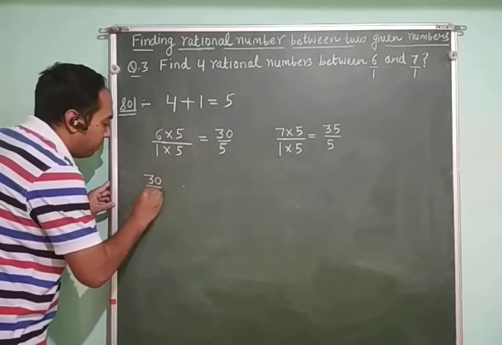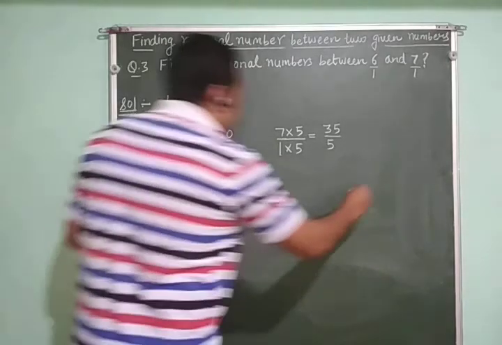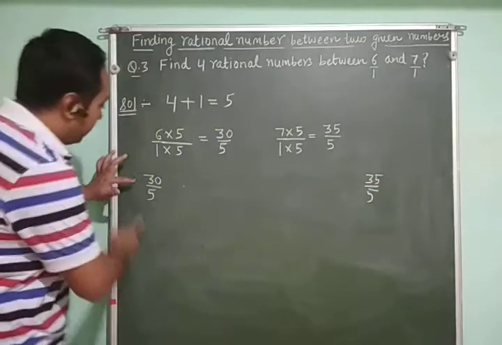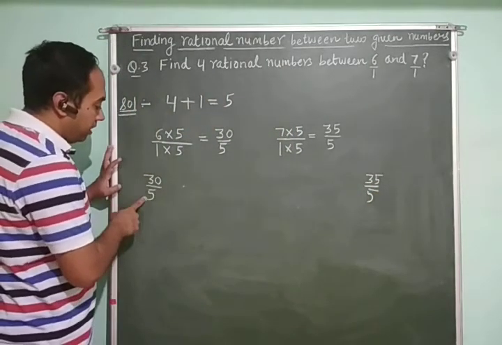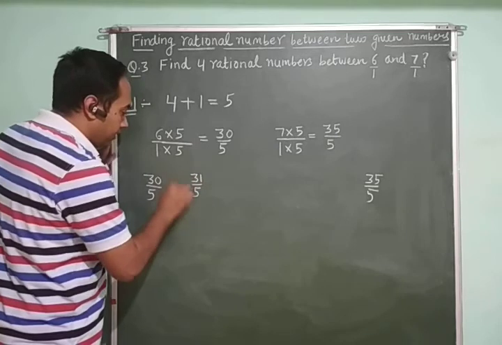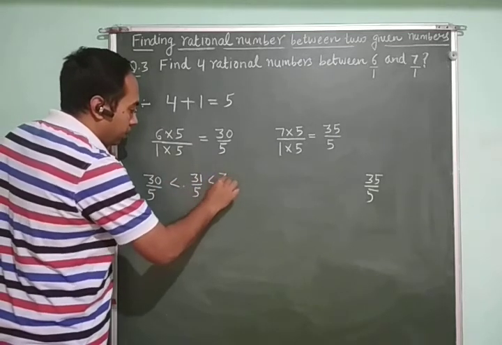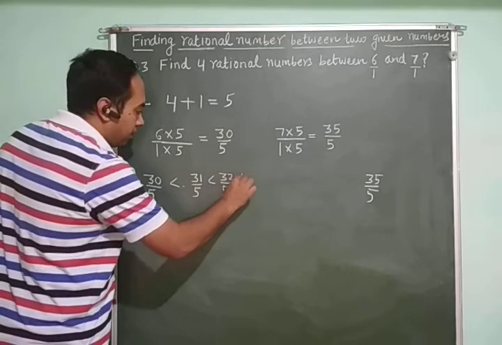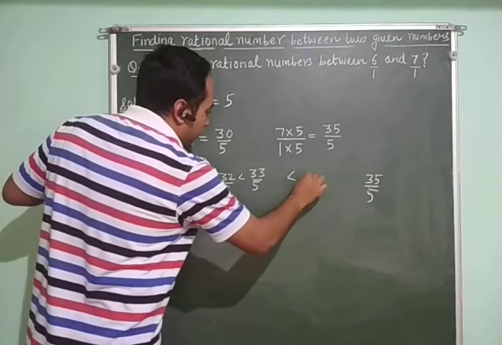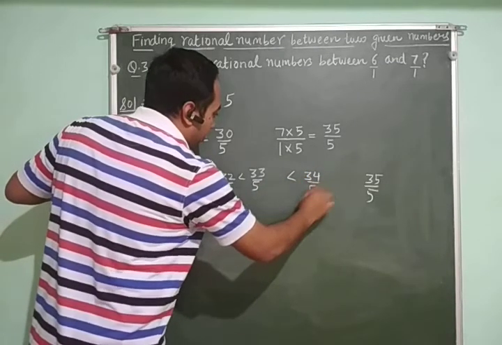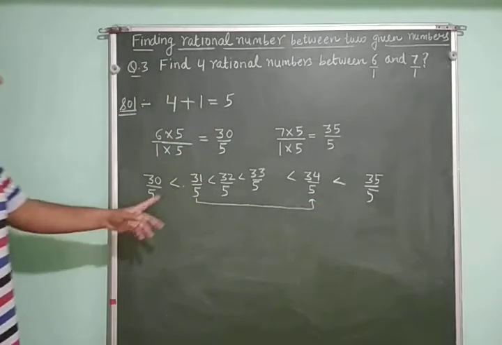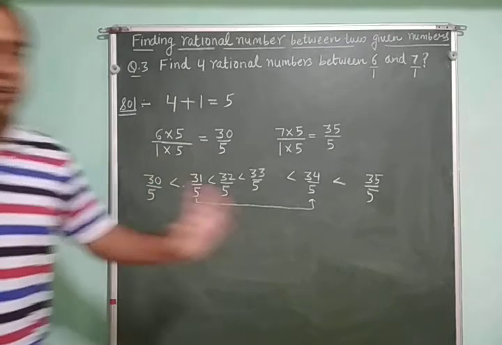First I am writing 30 upon 5 and somewhere over here I am writing 35 upon 5. Now first rational number between 30 upon 5 and 35 upon 5 will be 31 upon 5. Second, 32 upon 5. Third, 33 upon 5. And fourth, 34 upon 5. So these are the 4 rational numbers between 6 and 7.